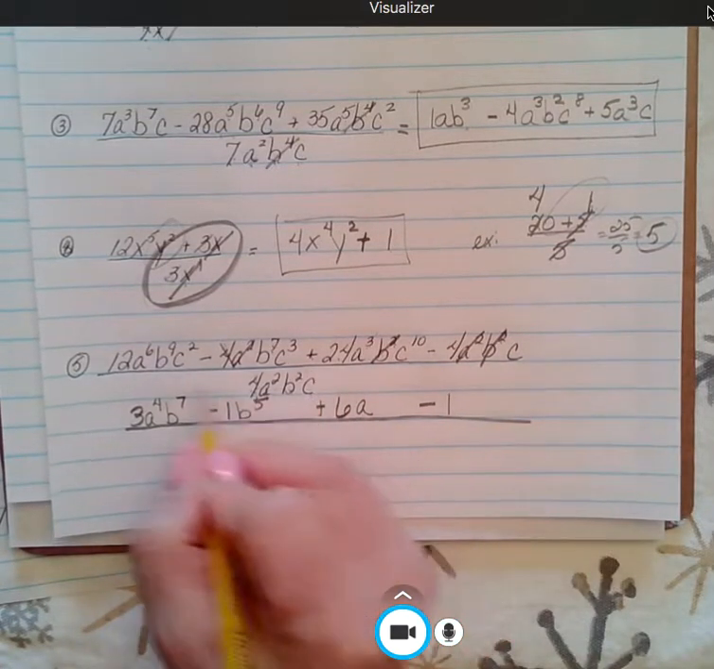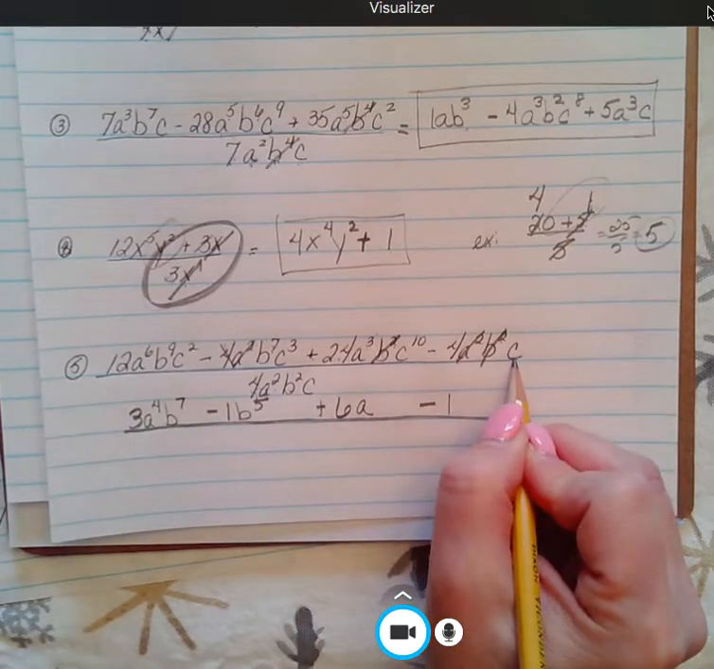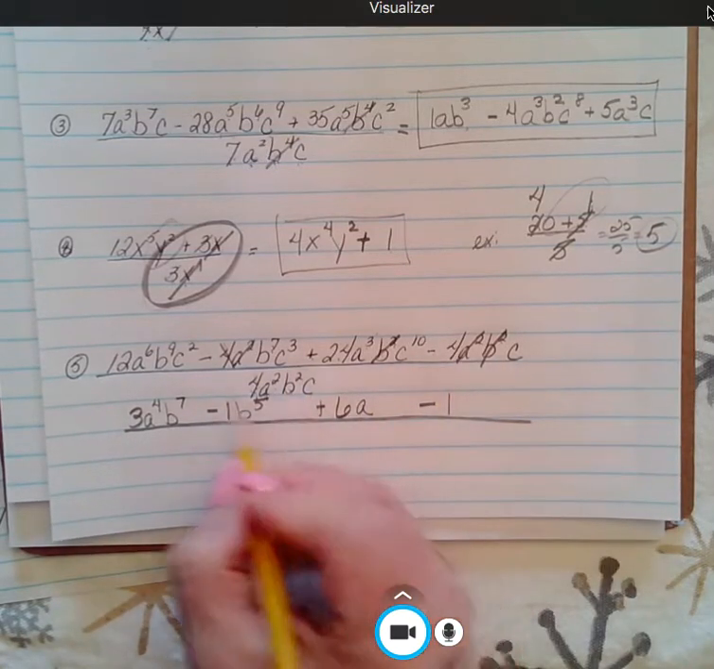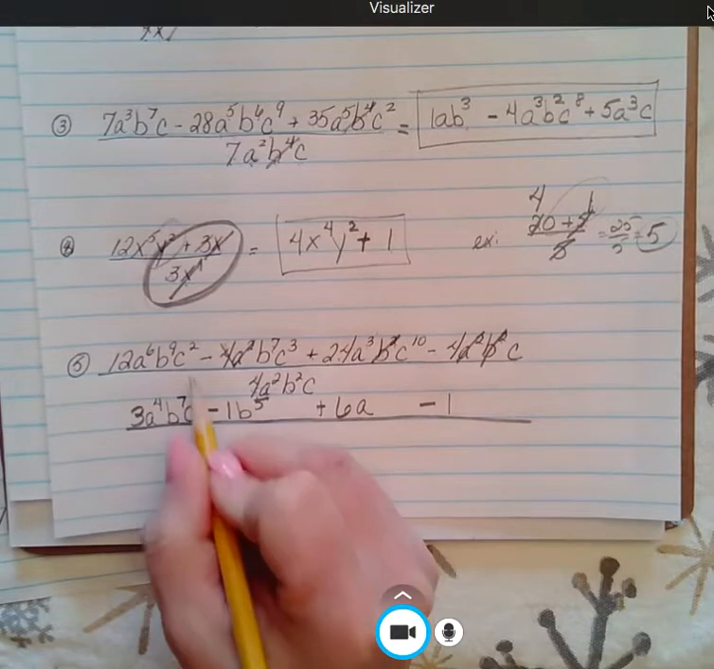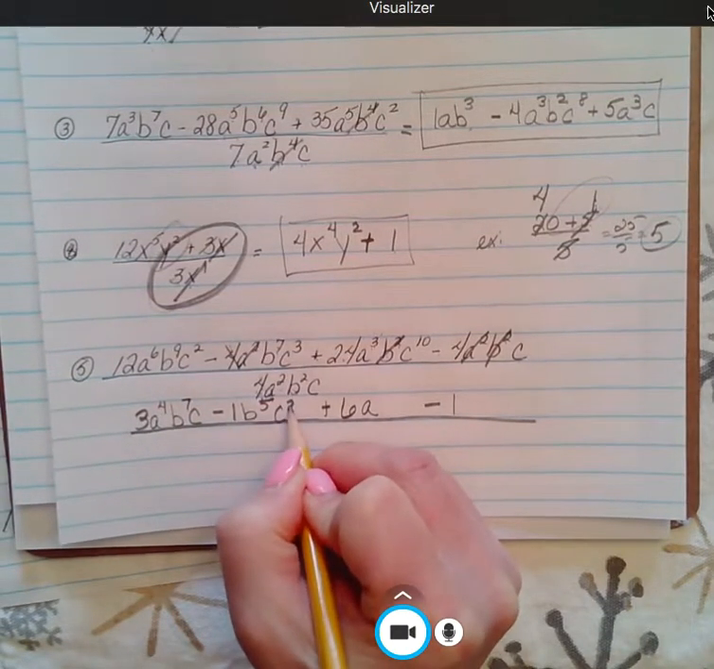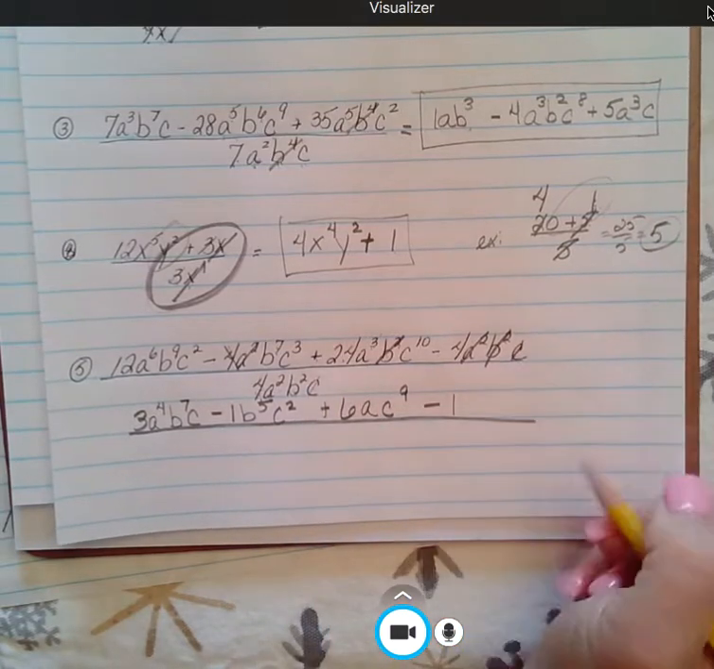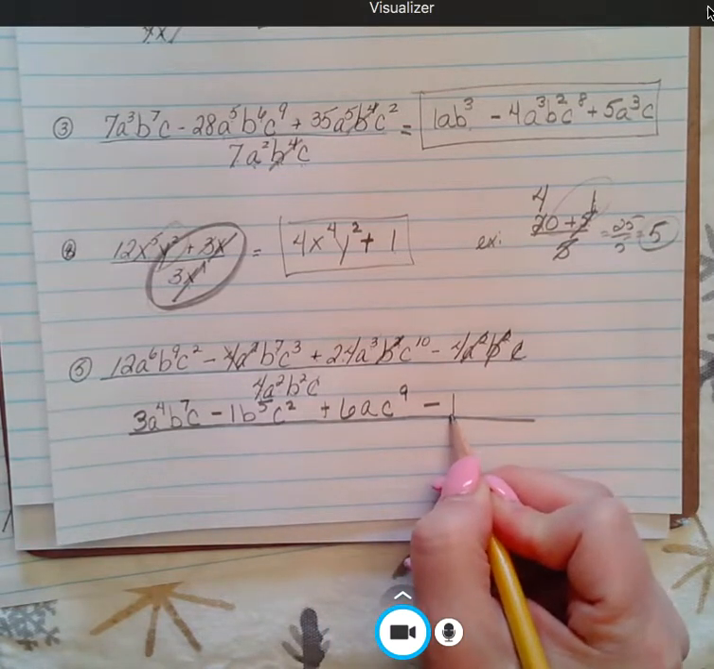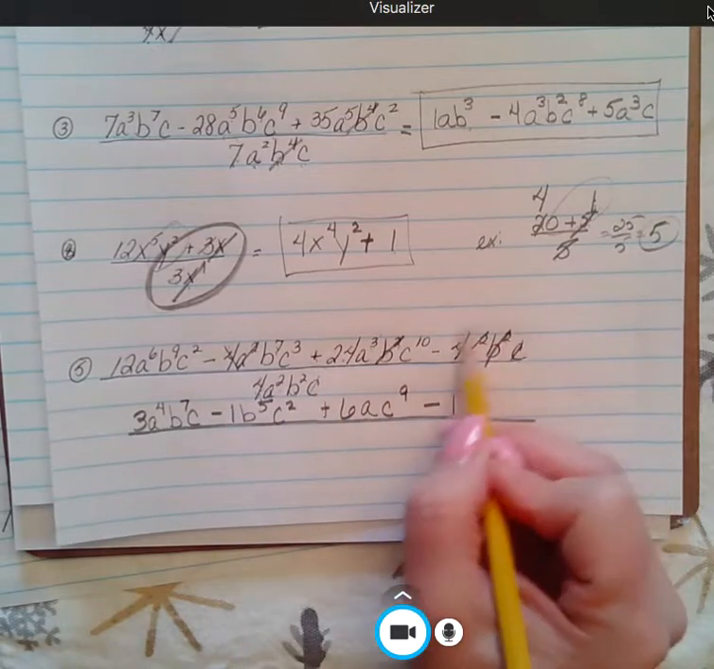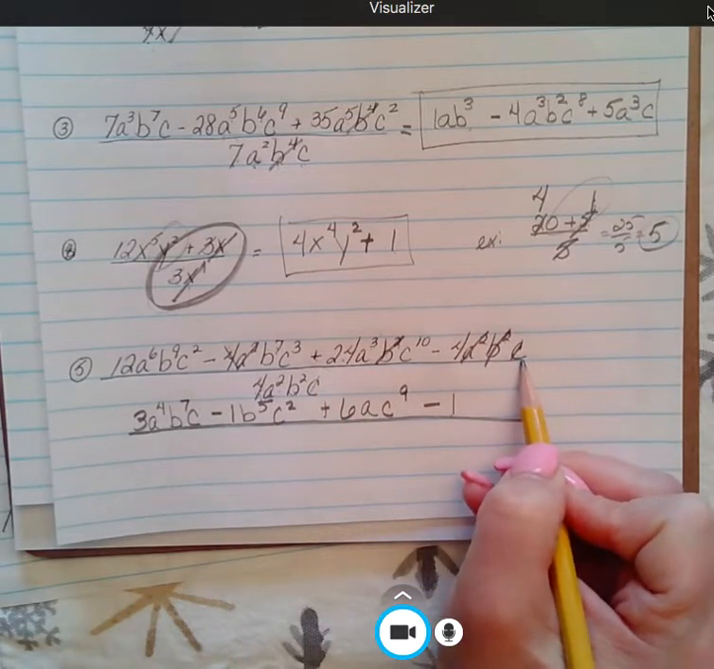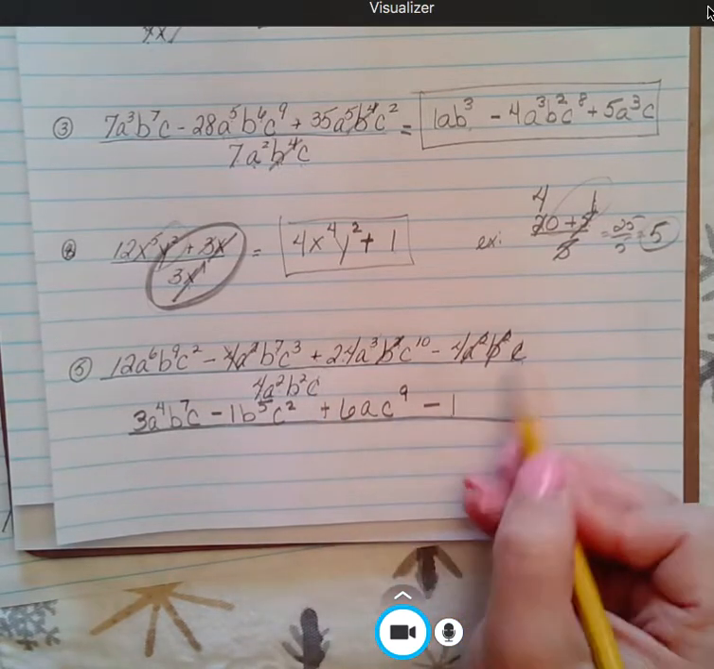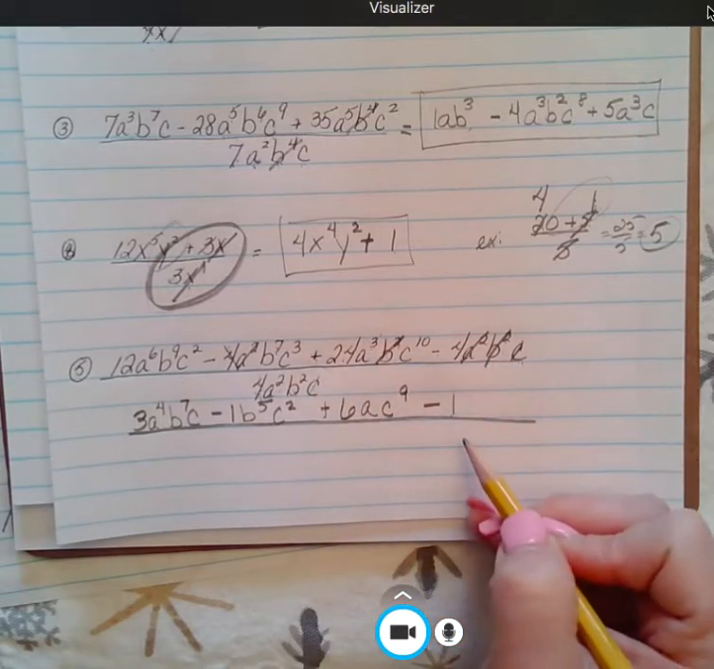C's. I have to make sure that each of these has a c, and they do. So I'm going to subtract away 1 c. C squared, c to the 9th, and that guy just cancels altogether. Oh look, there's my minus 1. So that means that these two terms were exactly the same. It doesn't go away. It reduces. Anything divided by itself gives us 1.